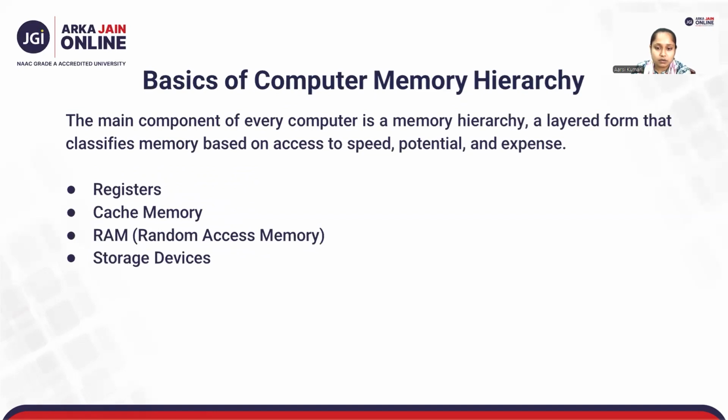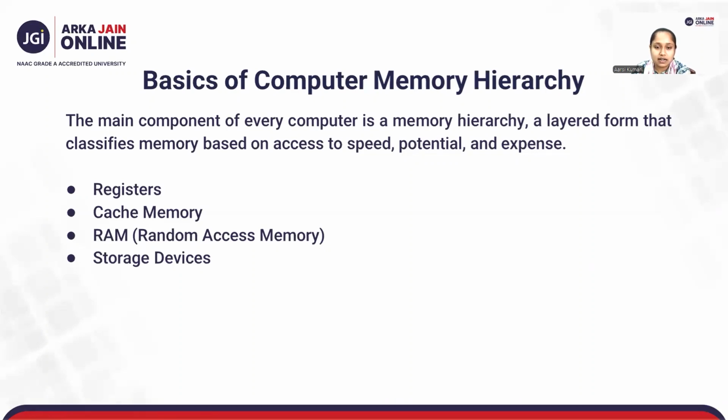Basics of computer memory hierarchy. The main component of every computer is a memory hierarchy, a layered form that classifies memory based on access speed, capacity, and expense. This hierarchy typically consists of registers, cache, RAM, and storage devices, which incorporate HDDs and SSDs.